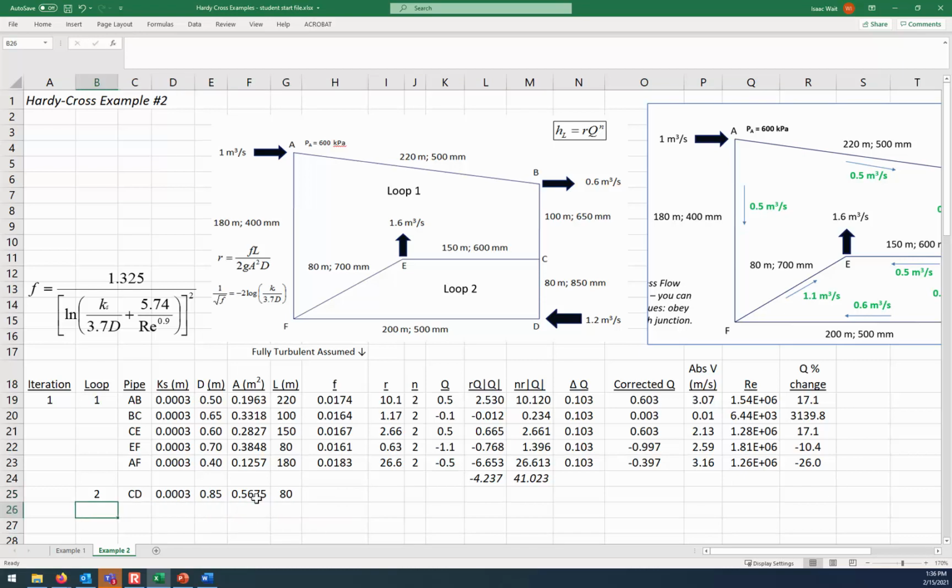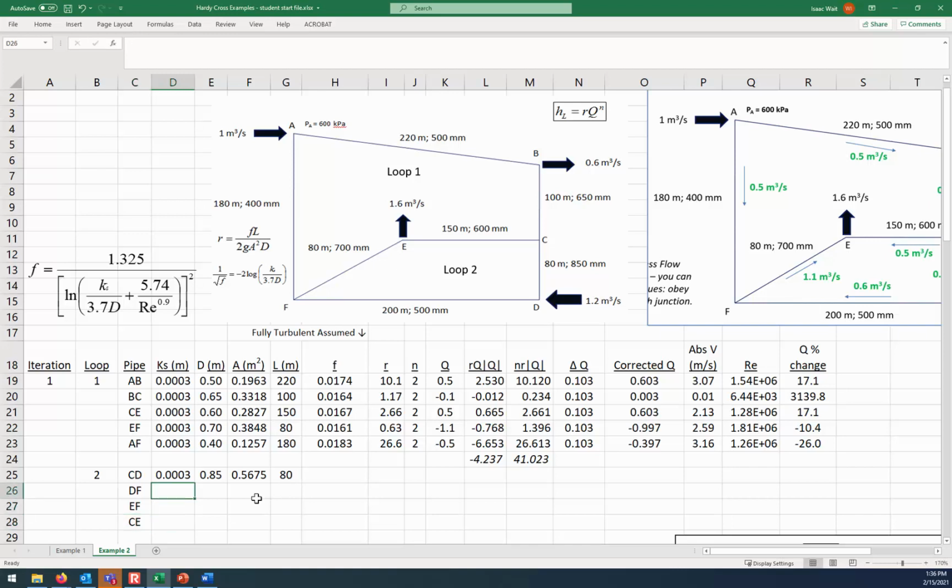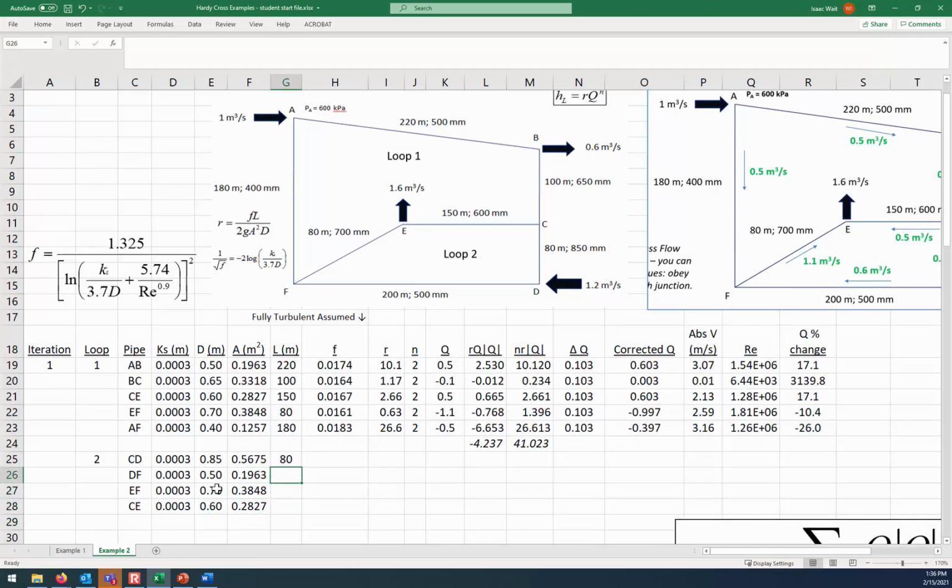Let me just put in all the physical constants for all the pipes here. So there is DF, EF, and CE. Okay, they all have the same K sub S. The diameter of DF is 0.5. The diameter of EF, 0.7. Diameter of CE, 0.6. Okay, now their lengths: DF, 200, EF, 80, CE, 150.